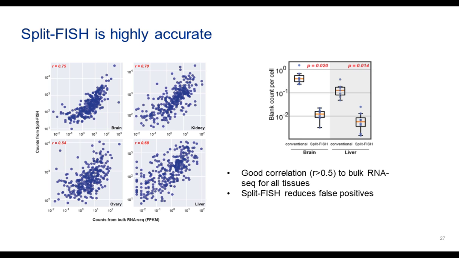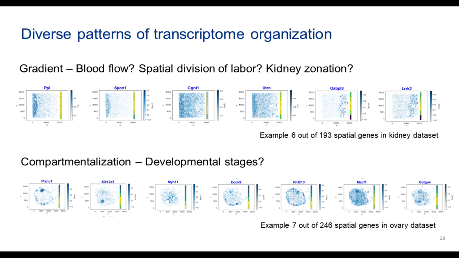We also did some technical validation where we compared the counts that we observed with the measurement from bulk RNA-seq. And finally, in these uncleared tissues, compared to conventional multiplex FISH, the images are clearer in SplitFISH, so we observe fewer false positives.